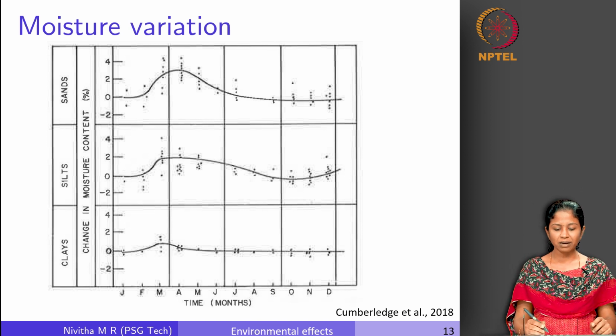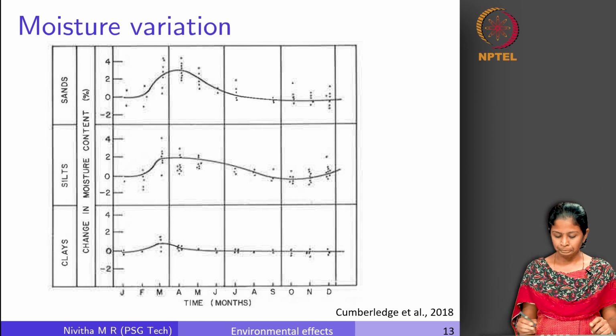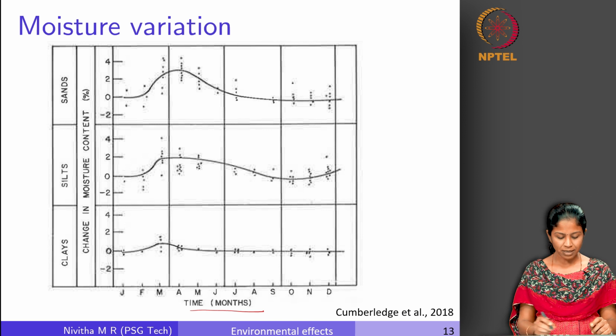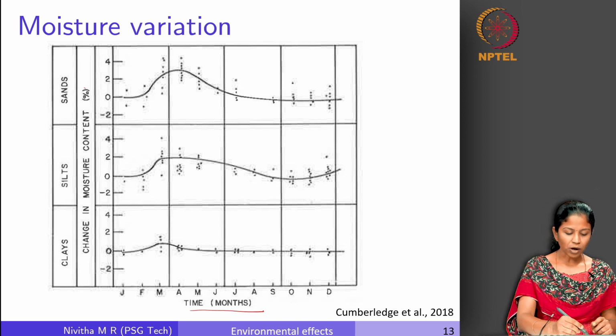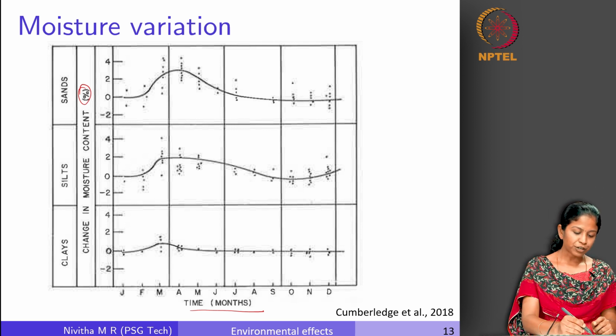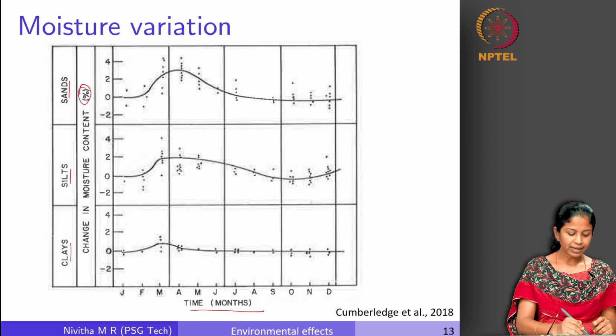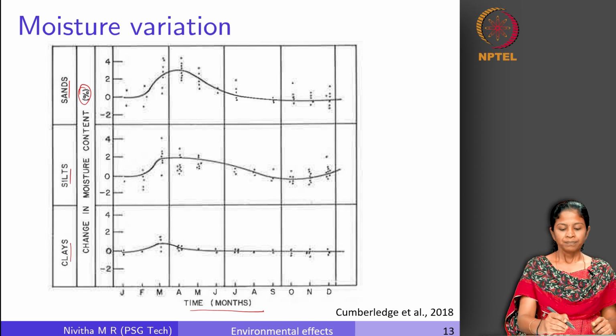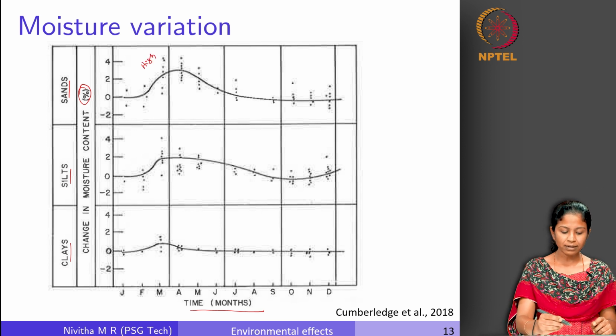So this is a typical curve which shows the moisture variation. Again, this is for a particular location where the variation is given over different months: January, February, March to December. We can see how the water content varies as a function of the duration. For sand, silt and clay, we can see here that the moisture content fluctuation is high in the case of sand, relatively less in the case of silt, and low in the case of clay.